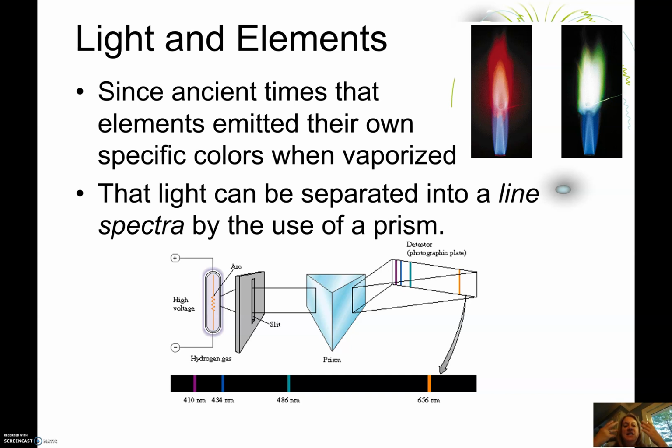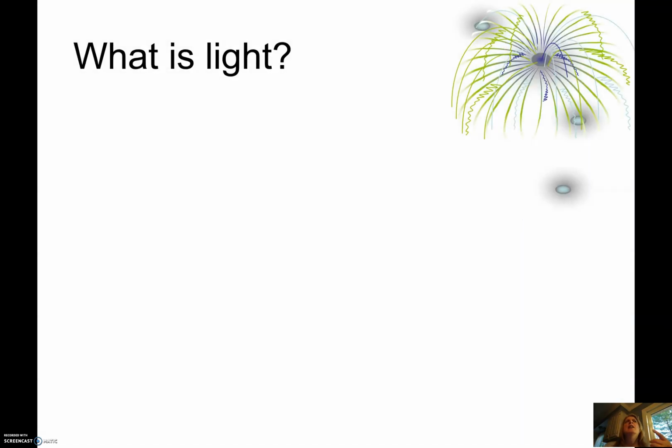But our eyes see one color. But actually, if we took a prism and separated out the colors, we would see that each element has a specific color profile, which is totally cool. So before we go into what that means about atomic theory, let's talk about what light is.